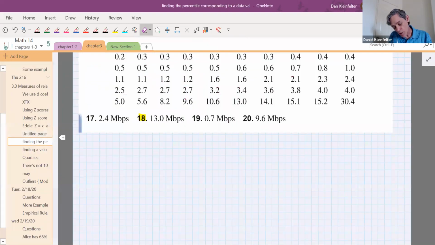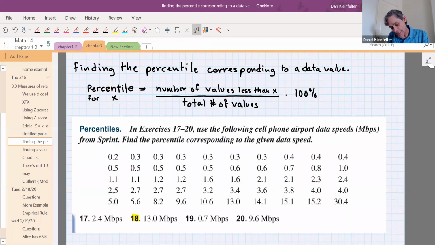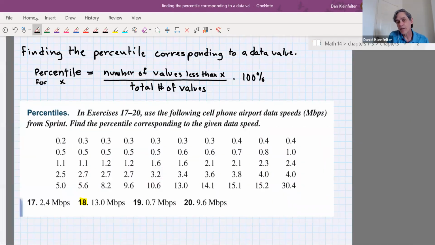Okay, so what we want to look at next is how do you find percentiles? If you have a set of data, how would you find out what the percentile is? There's a formula for that. The formula goes like this. We take how many values there are that are less than whatever data value you're looking at, divide by the total number of values, and that makes a fraction. Then we turn that into a percentage by multiplying by 100%.